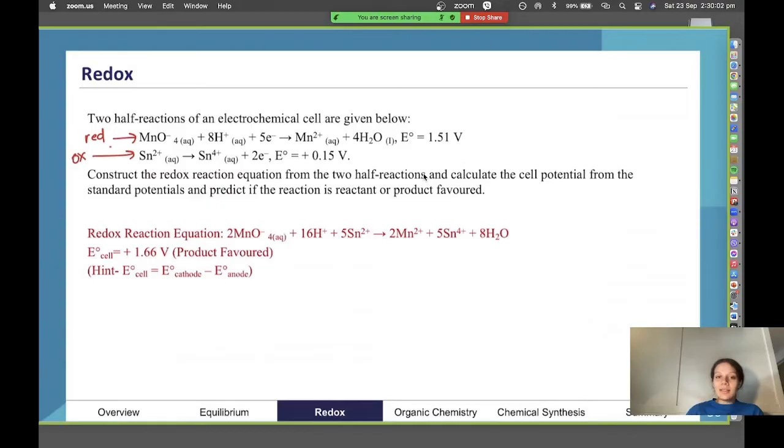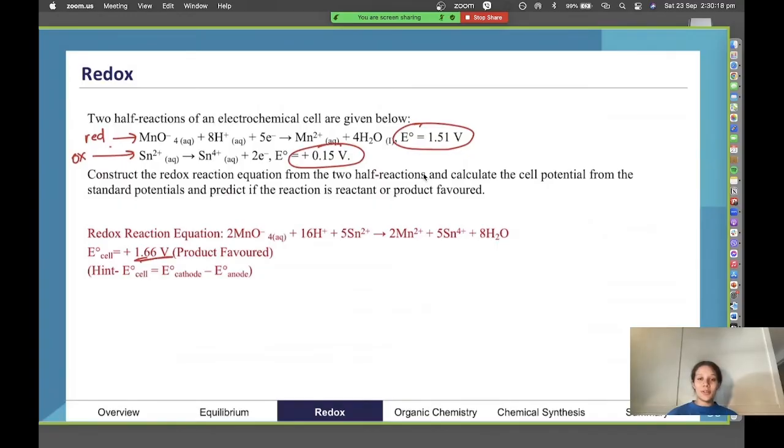So we want to add the 2 E naught values together. So they're already written in the correct direction, reduction and oxidation. So we don't need to do any negative signs or anything crazy. We just need to add these 2 values to get 1.66 volts.